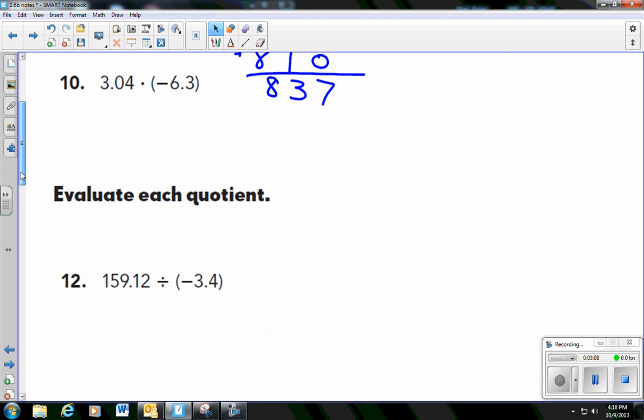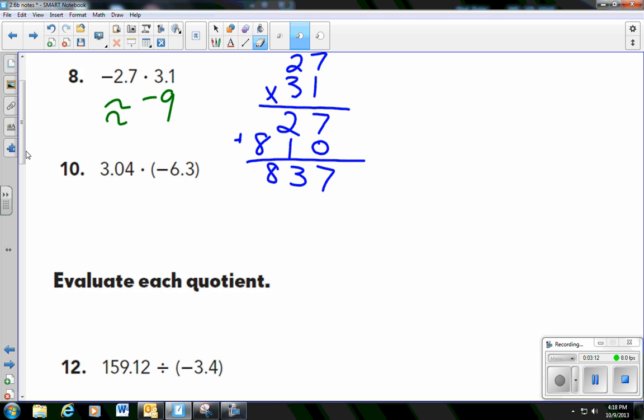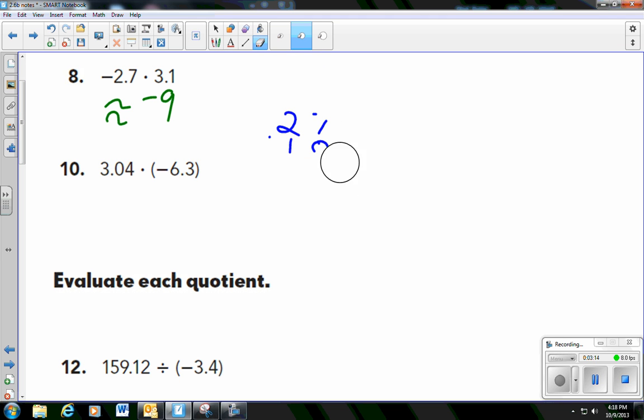So if we look at number 10, go ahead, give number 10 a shot here, and see if you can get the answer. Once you have the answer and all your work, then hit play and see if you got number 10 right.